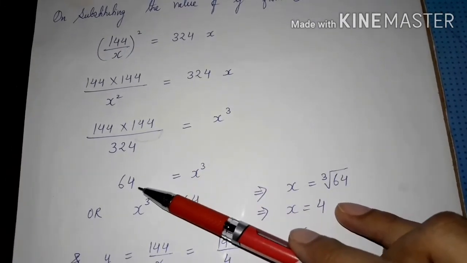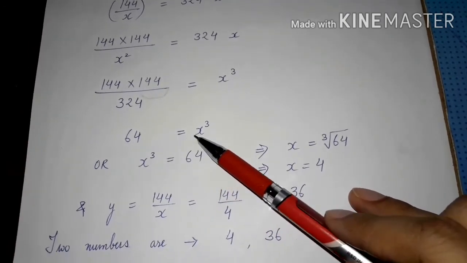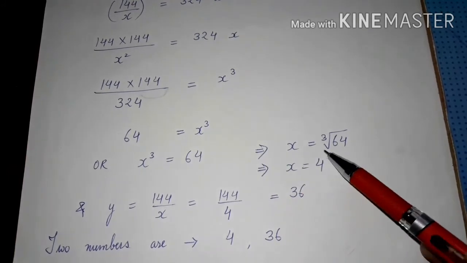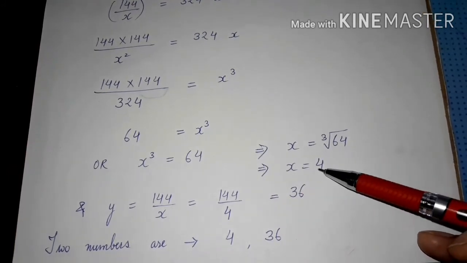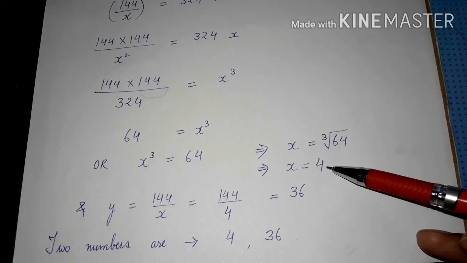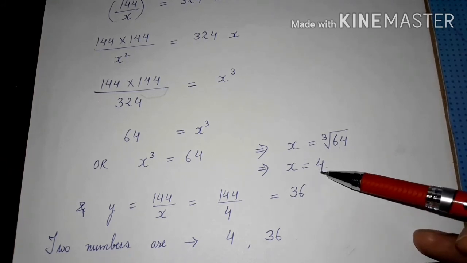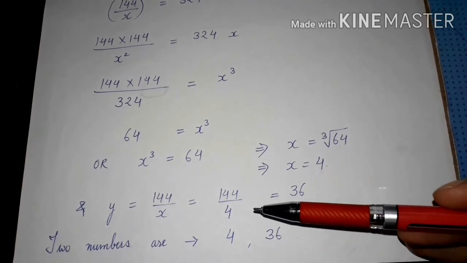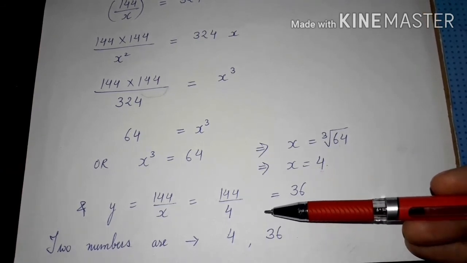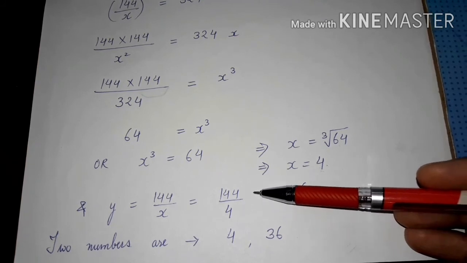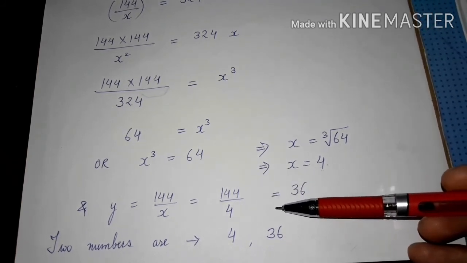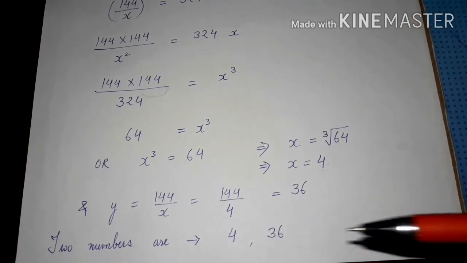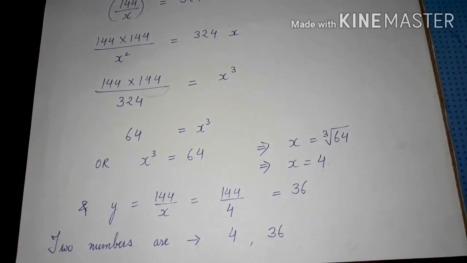When you solve this, you will get 64. So x cube is 64. And you know that 64 is a perfect cube. Perfect cube of which number? 4. 64 is the perfect cube of 4. So x is equals to 4. Cube root of 64 is 4. And what is y? y is equals to 144 upon x from the first equation. So 144 upon 4 is equals to 36. So the numbers are 4 and 36. x is 4 and y is 36.